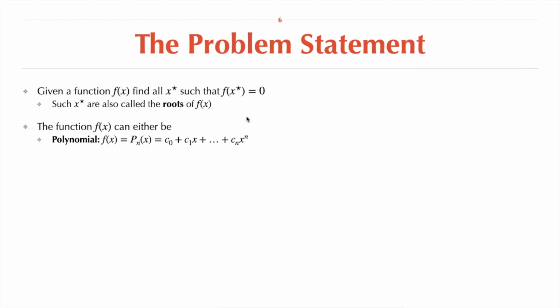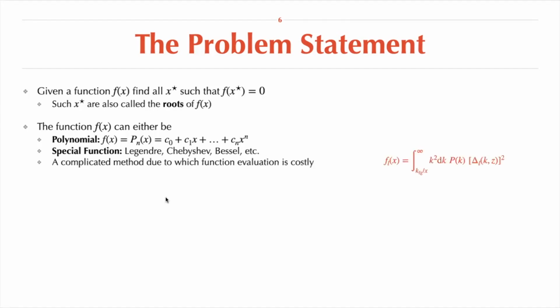In particular, the function can be a polynomial function, for example c0 plus c1 x up to cn x to the power n. One example would be the Legendre polynomials, which are very common when you study physics. They can be other functions also, like Chebyshev, Bessel, etc. And it can be even some complicated function like this.